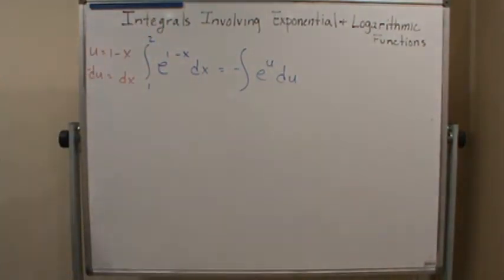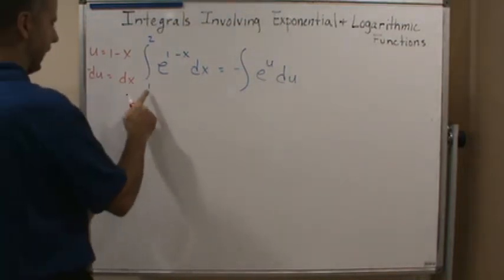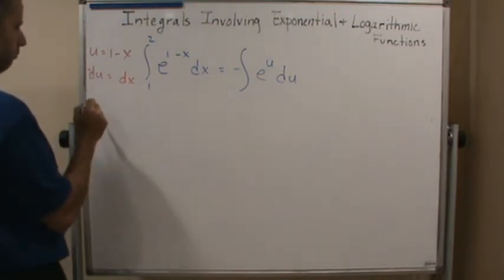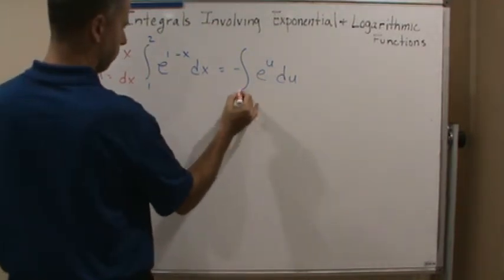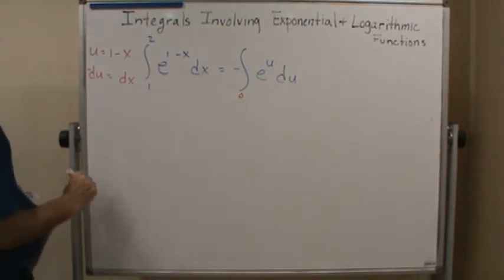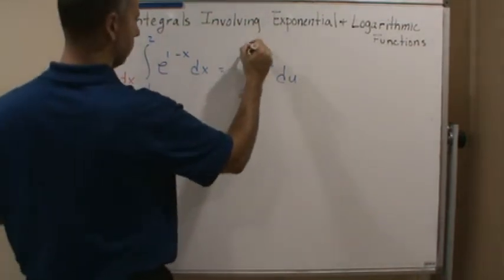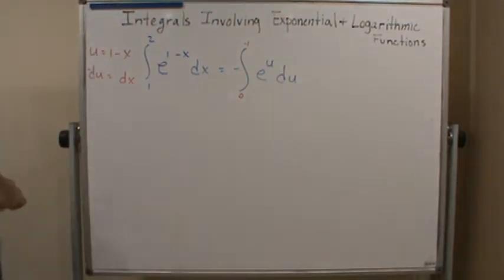Now the only thing we have to do is change our limits of integration. So that means when x is 1, u is 0, and when x is 2, u is negative 1. So instead of going from 1 to 2, now we're going to go from 0 to negative 1. Okay?